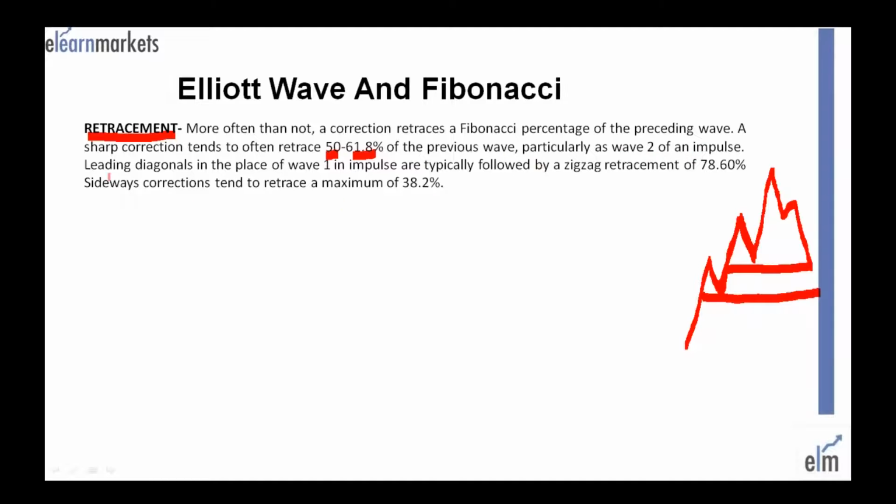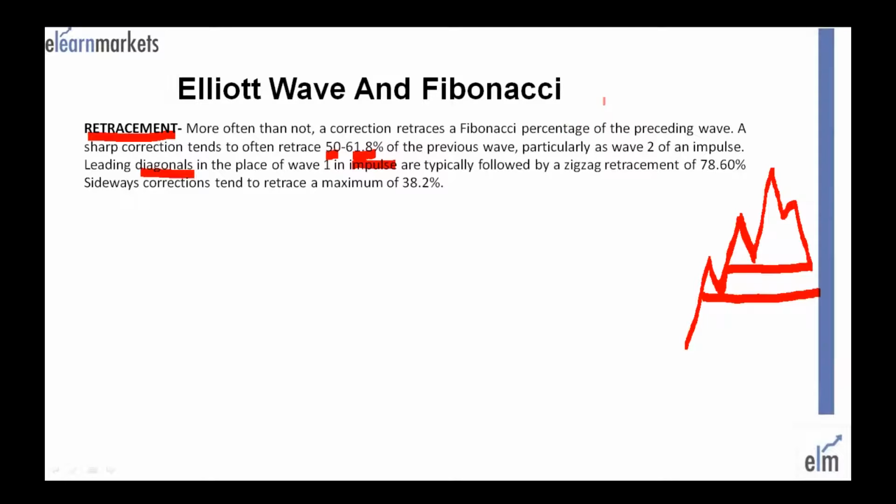of an impulse. A leading diagonal in the place of wave 1 in a motive wave is typically followed by a zigzag retracement of 78.6%. Please keep in mind that diagonals are usually weak, alright?